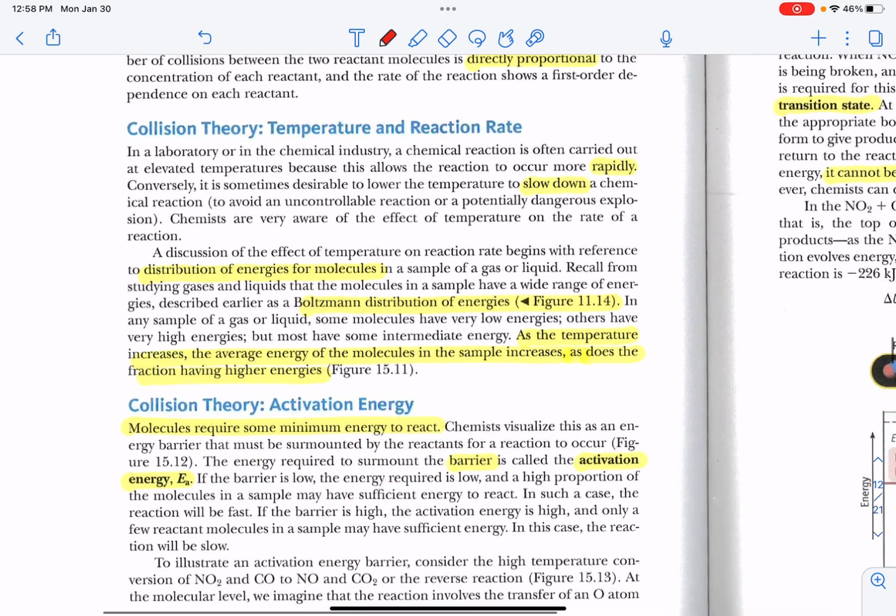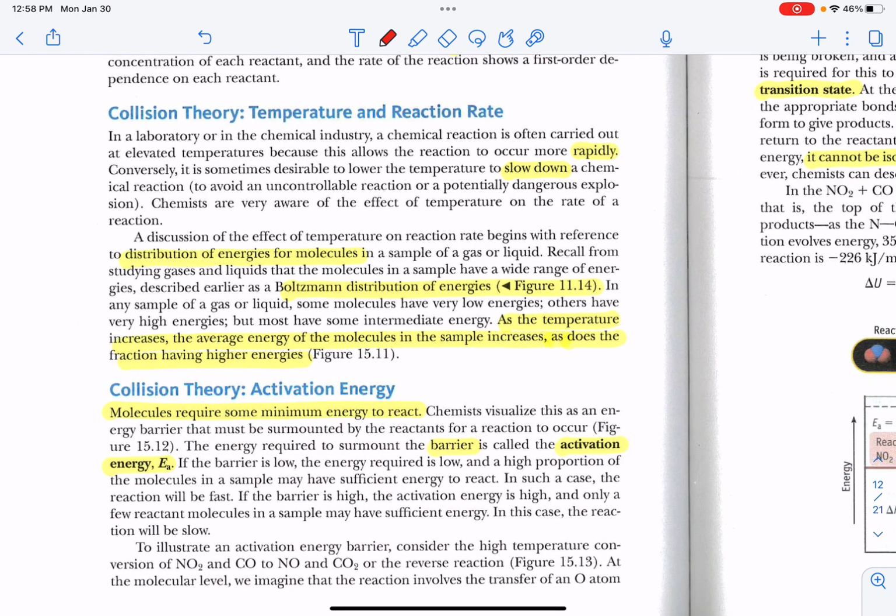Now, the collision theory, back to thinking about the temperature and the reaction rate. You cool things down, you usually slow down the reaction. You warm things up, you usually increase the rate of the reaction. And chemists have studied this substantially.